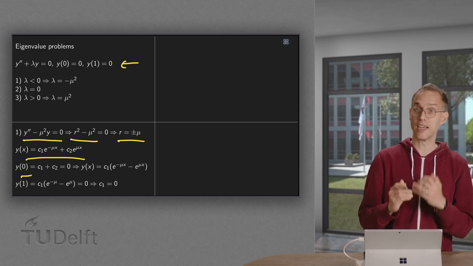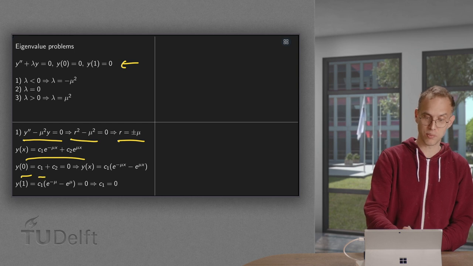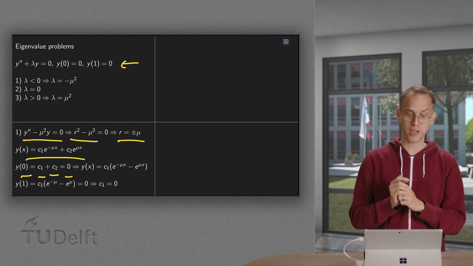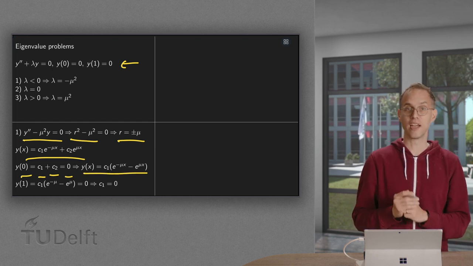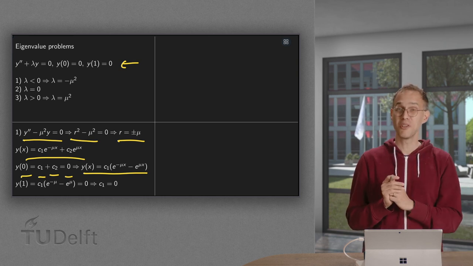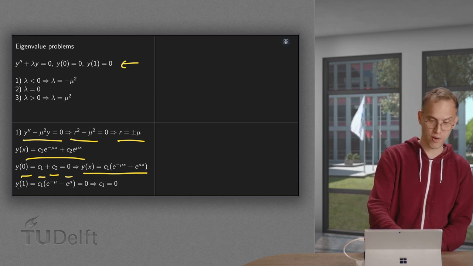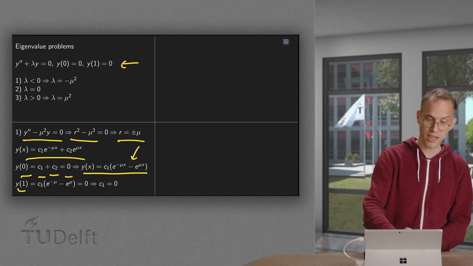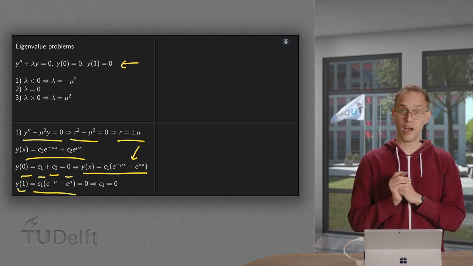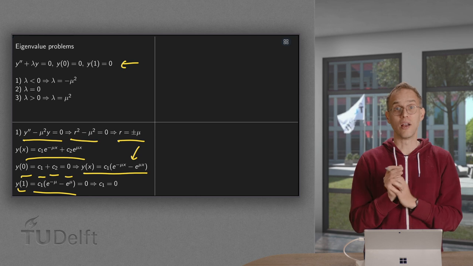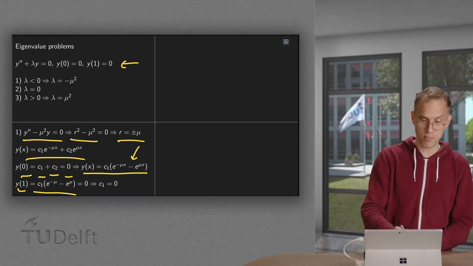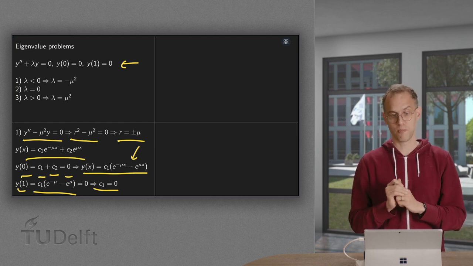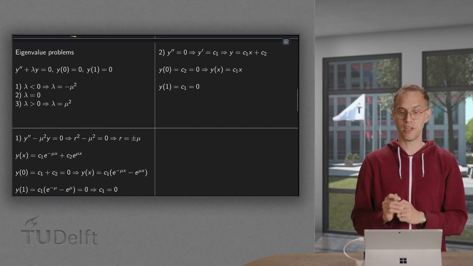y of 0. Plugging in x equals 0, we find c1 times 1 plus c2 times 1 equals 0. So that's the first one. So that means c1 equals minus c2, and we can rewrite our y as this. Then we try to satisfy our second condition, y of 1. Now, if we plug in x equals 1 over here, we get c1 times e to the power minus mu minus e to the power mu equals 0. Now, the only way to satisfy this equation is by setting c1 also to 0, so we are only left with a trivial solution.